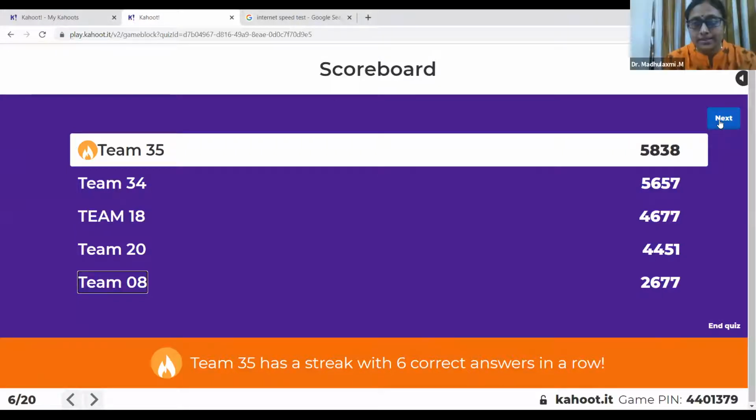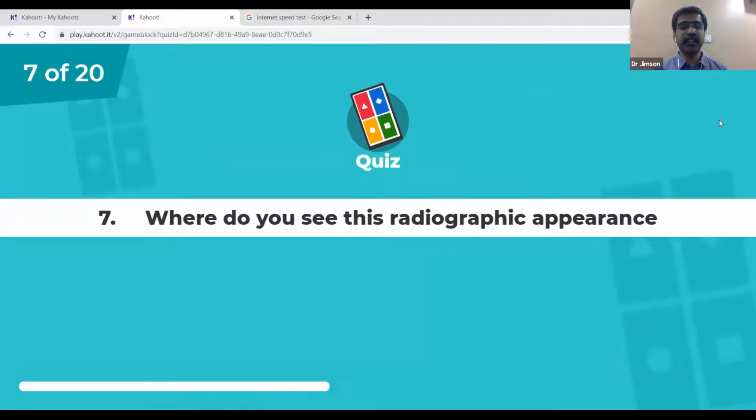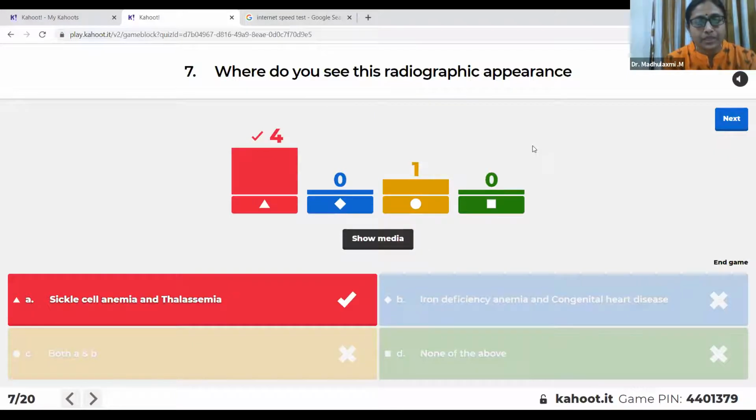We move on to question number 7. An announcement for the participants, for the audience. Sorry, yeah. Where do you see this radiographic appearance? Do you see this in sickle cell anemia and thalassemia, iron deficiency anemia, congenital heart disease, both A and B, or none of the above? Where do you see this kind of radiographic appearance?